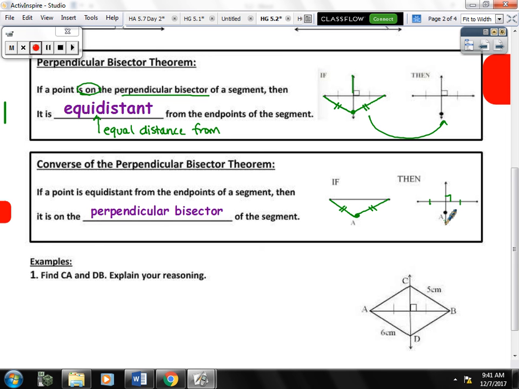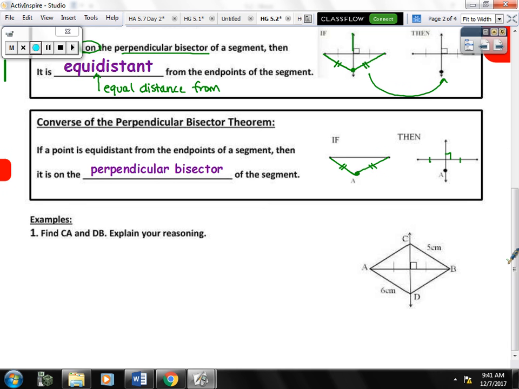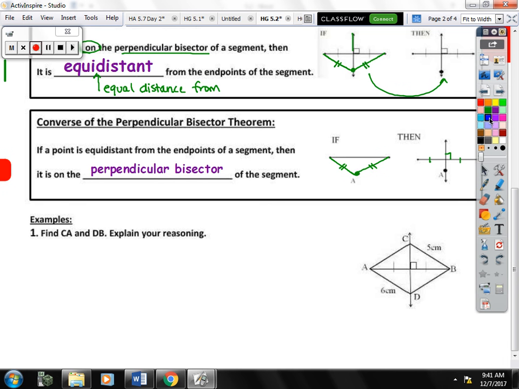Most of these theorems are not used in proofs, they're rather used in problem solving, finding a segment or an angle measurement. So we're going to use this theorem to find the length of CA and DB. First of all, you want to notice, what is the perpendicular bisector? Is CD the perpendicular bisector, or is AB the perpendicular bisector? Which one is it? CD, that's right.